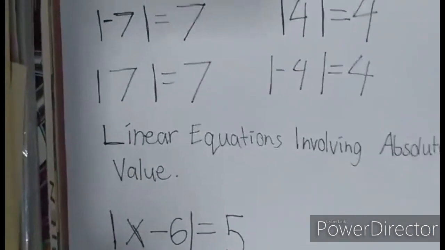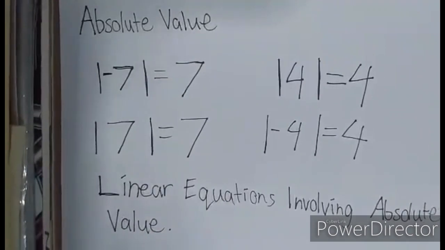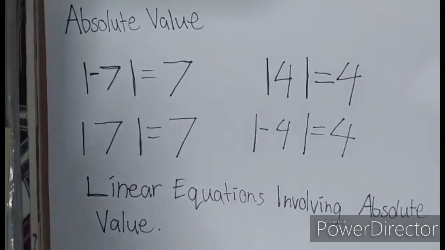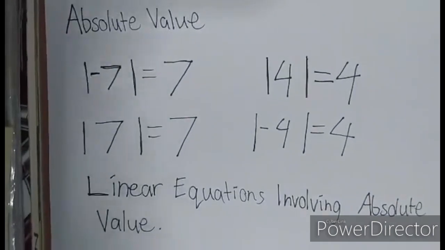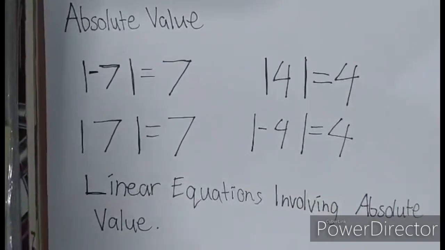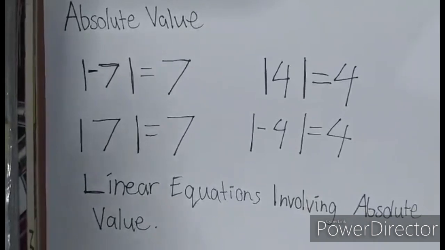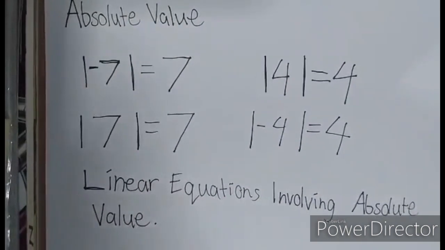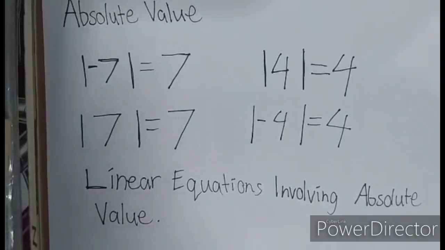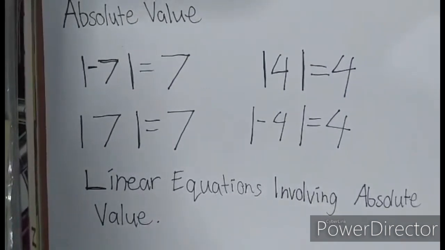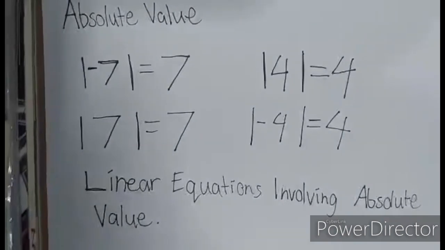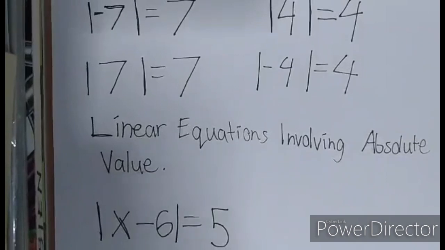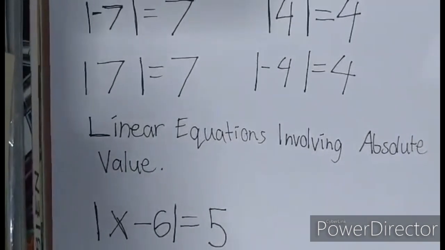First thing that you need to learn about is how to solve for an absolute value. I have 4 examples here. What is the absolute value of negative 7? It is 7. And what is the absolute value of 7? It is also 7. What is the absolute value of 4? It is also 4. And what is the absolute value of negative 4? It is also 4. Now guys, I'm going to proceed to linear equations involving absolute value.